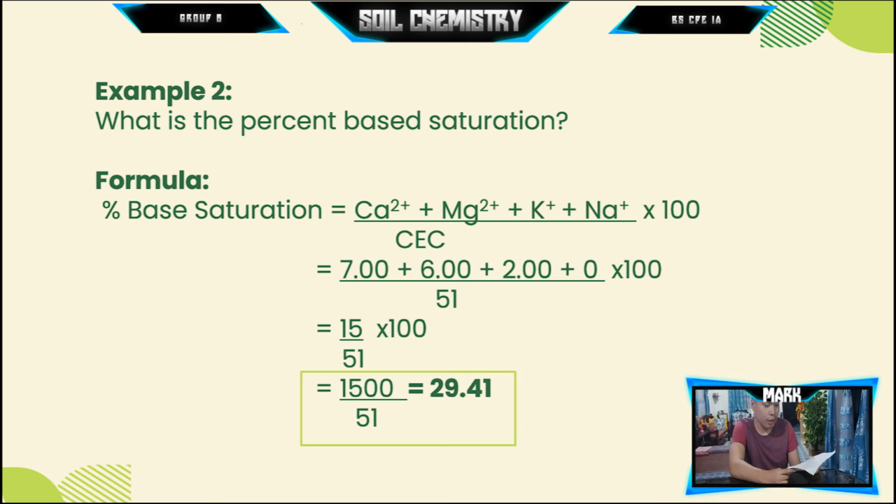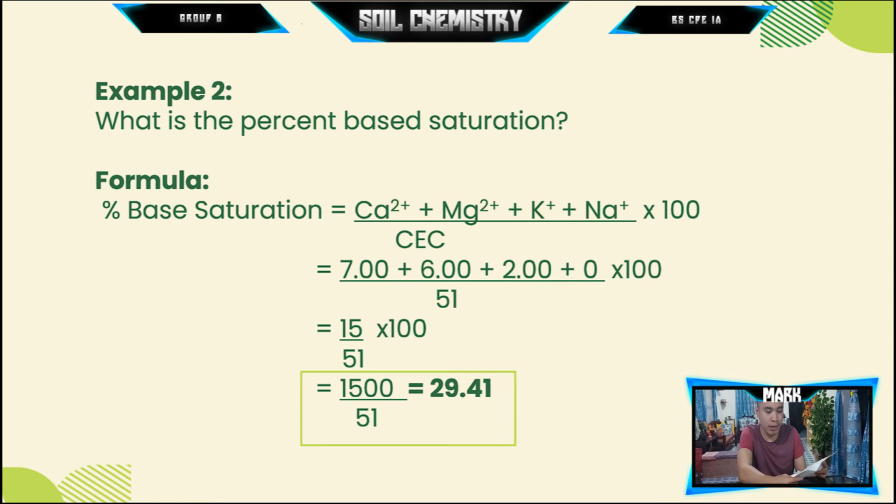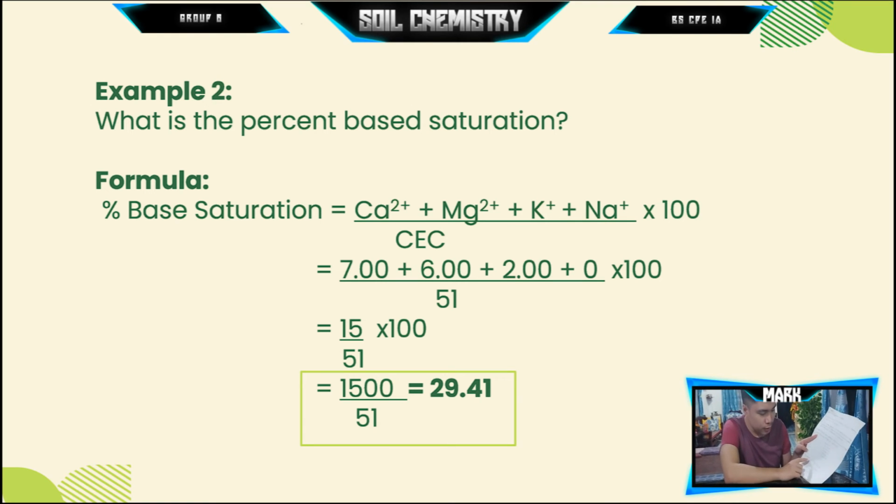To calculate the percent base saturation, divide the sum of the given then multiply it by the 100%. Yung una, i-add mo muna yung mga sum ng mga given, tapos yung resulta, i-multiply mo to sa 100%. So, ito yung given. Ca squared plus Mg squared plus K positive plus Na positive times 100 over CEC.